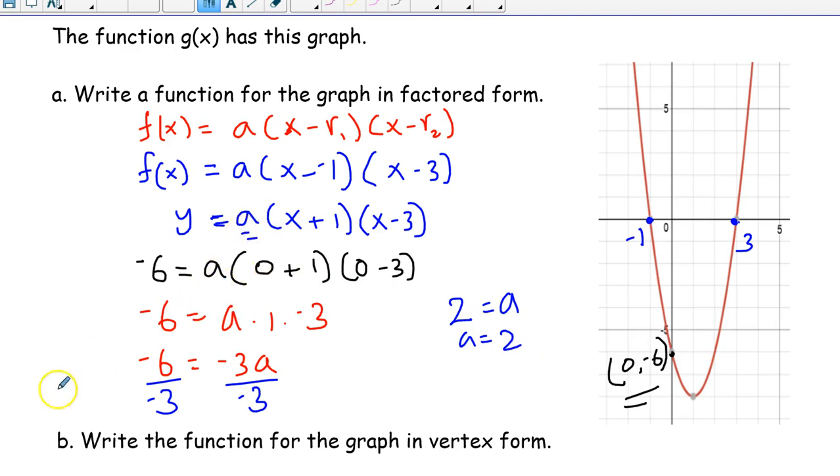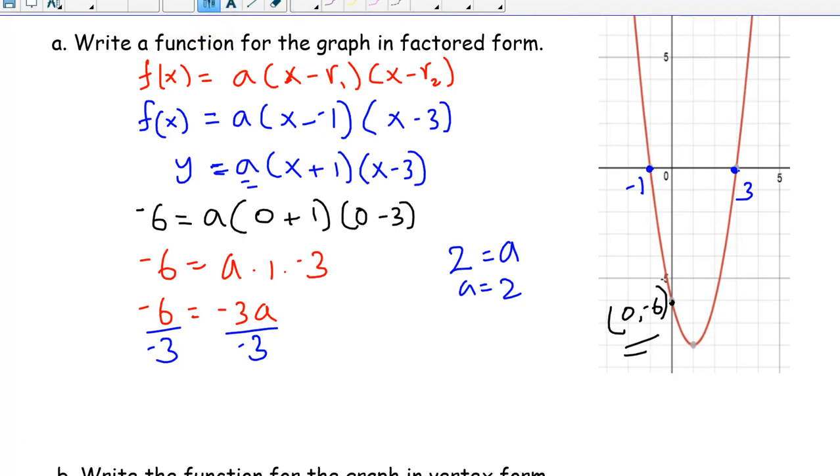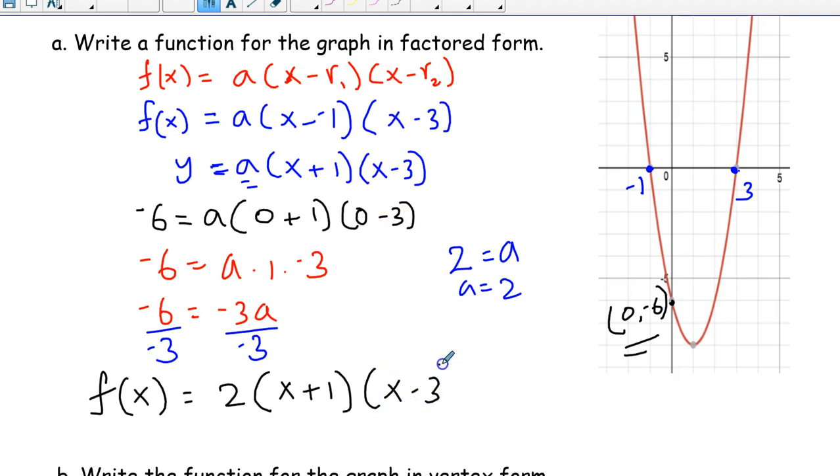That's all. So our function in the factored form is f of x is equal to 2 times x plus 1 times x minus 3. Right?